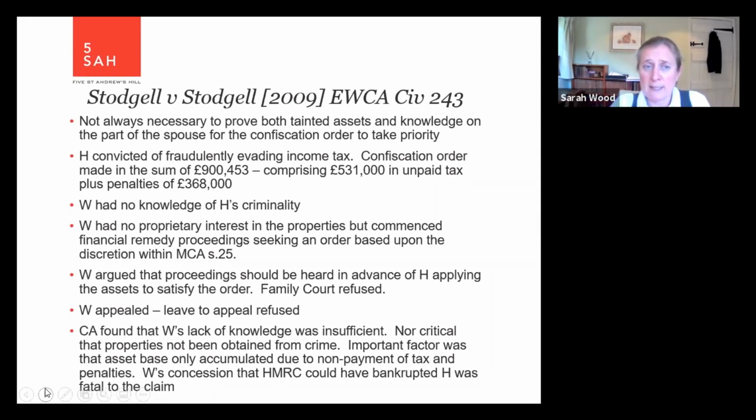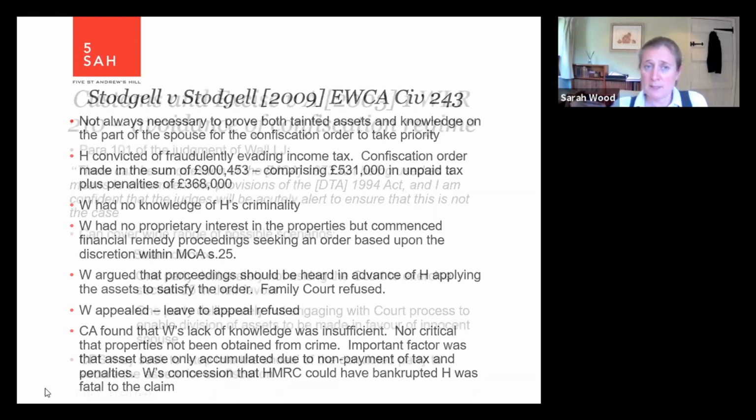Stodgel and Stodgel is obviously a case on its own facts, given the nature of the underlying criminality, and you can see how it wouldn't occur if, for example, the assets had been derived from drug trafficking or effectively anything other than this particular offence. But where you have offences deriving from the evasion of income tax, in which HMRC are involved, it's important to bear in mind the facts in particular in relation to this case. Next slide, please, Tess.